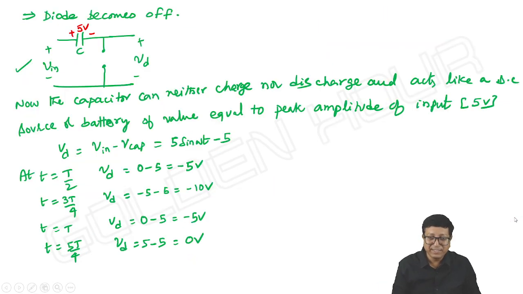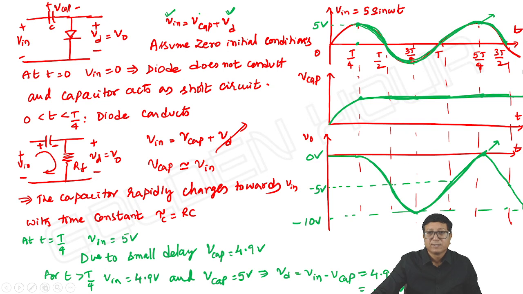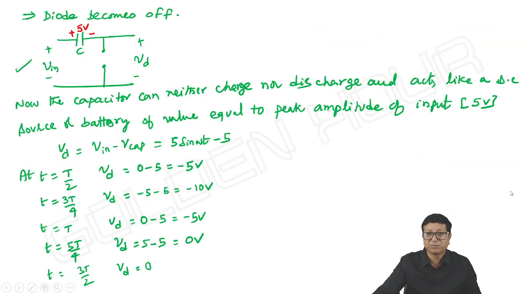Always our VD is negative. At t is equal to 6T by 4, or 3T by 2 I can say, VD is equal to... at 3T by 2, what is input? 0. So V capacitor is 5 and V output is minus 5.